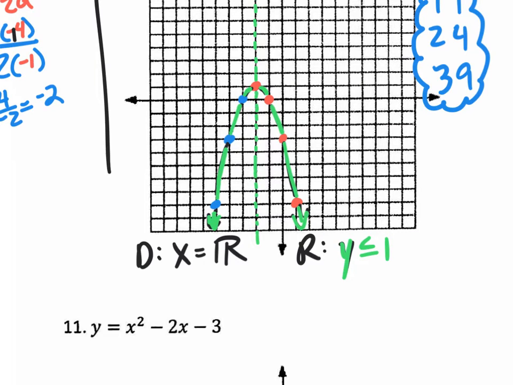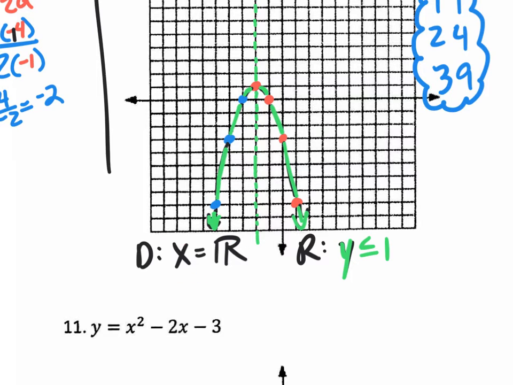Why can't we just say like one down? So let me tell you this. Any parabola, it doesn't matter if it opens up or down, it doesn't matter if it's wide or narrow, any parabola is always going to have the same domain. X equals all real numbers. Super easy, right? Any parabola is going to have the same domain. X equals all real numbers.